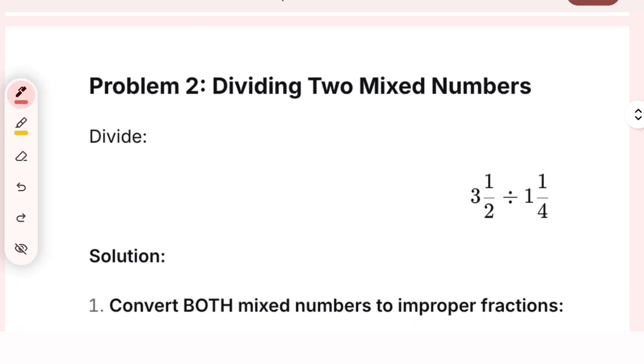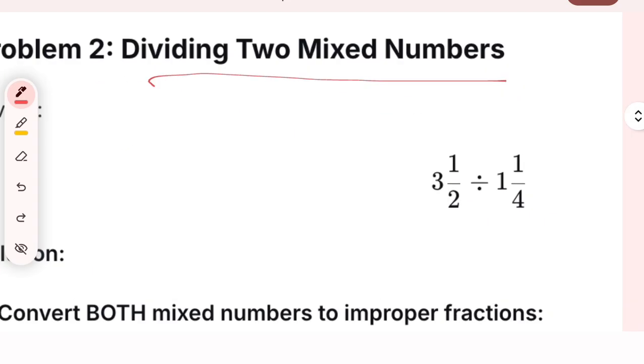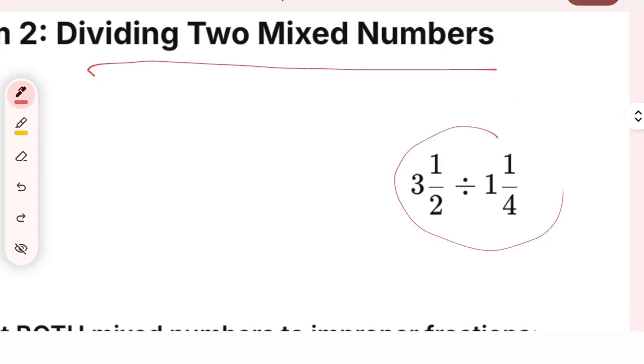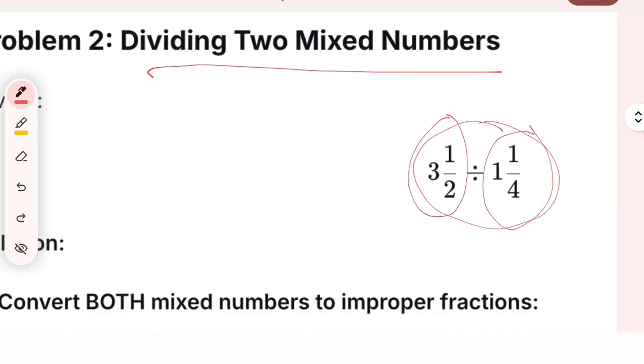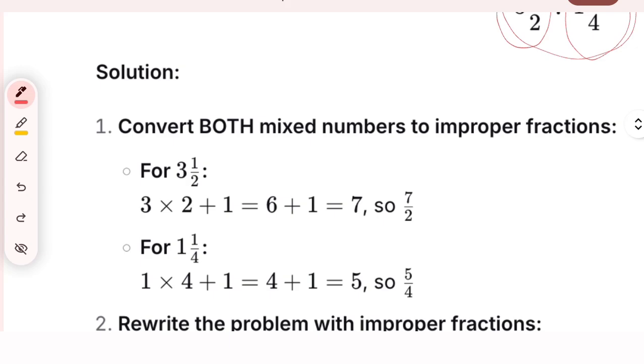Problem number 2. We will divide two mixed numbers. This time we have two mixed numbers divided. So the same rules apply. You need to change the mixed numbers into improper fractions. So this one must be changed to an improper fraction. This one must also be changed into an improper fraction. How do we do that again? Okay, let's do it here.